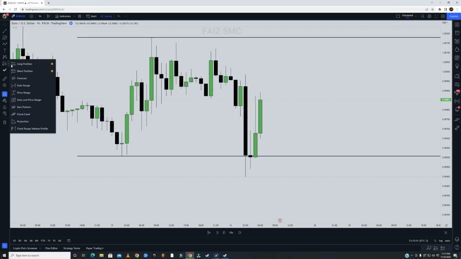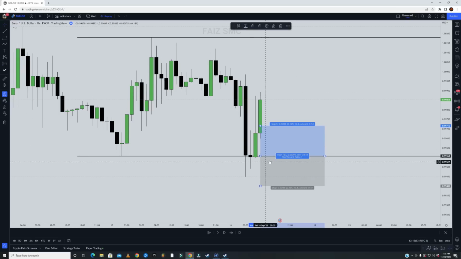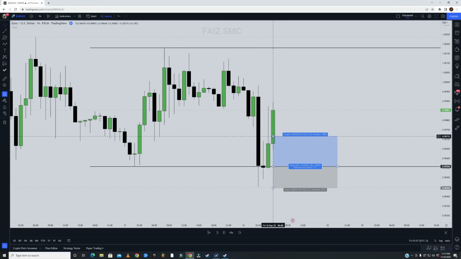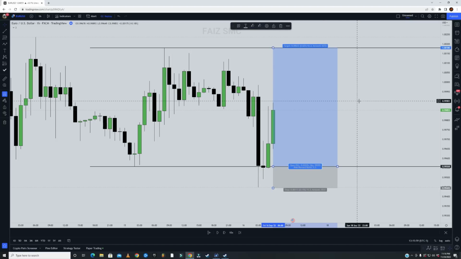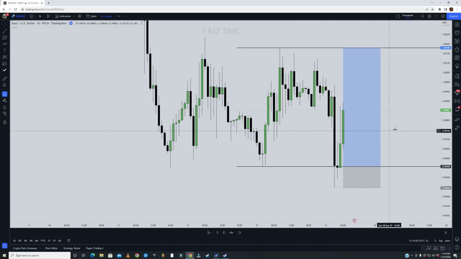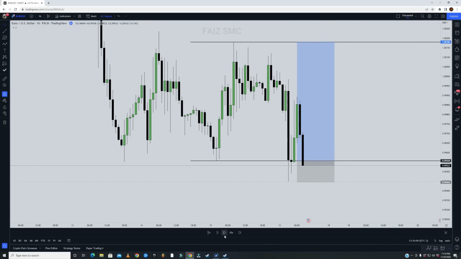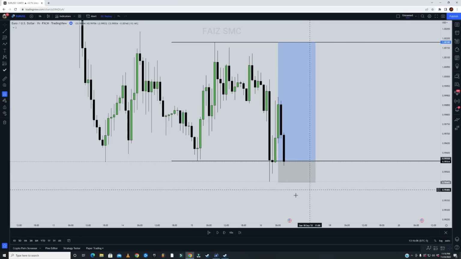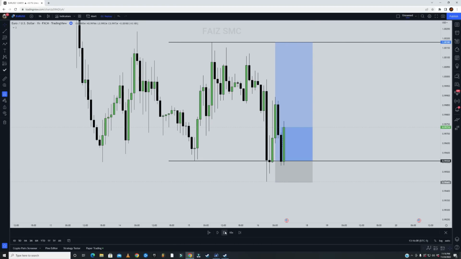Okay, this is perfect. So now we can look for an entry on the retest of this level, and we can put our stop loss right below this level, and we target the buy side liquidity, which would be 5.5 risk to reward. And we got our entry here. Let's see how price reacts.